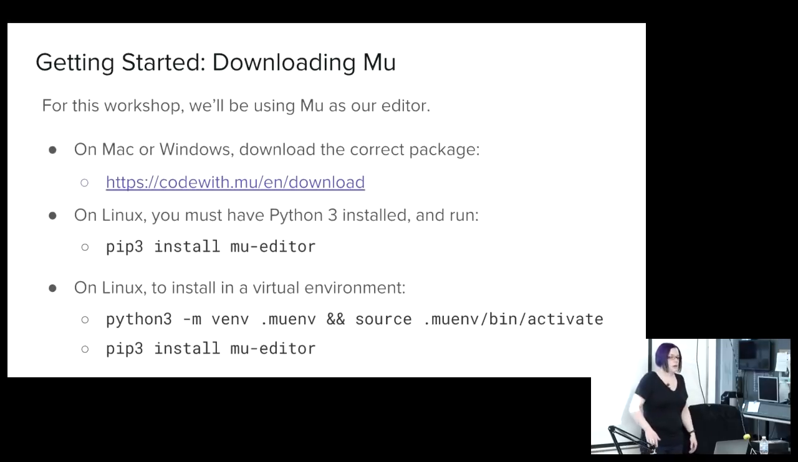All right, so here is the first thing that you guys need to do. We're going to be using an editor called Mu, which has the serial console built in. If you are on Mac or Windows, you can go to this link and download the package and just install it. And in theory, it should just work.